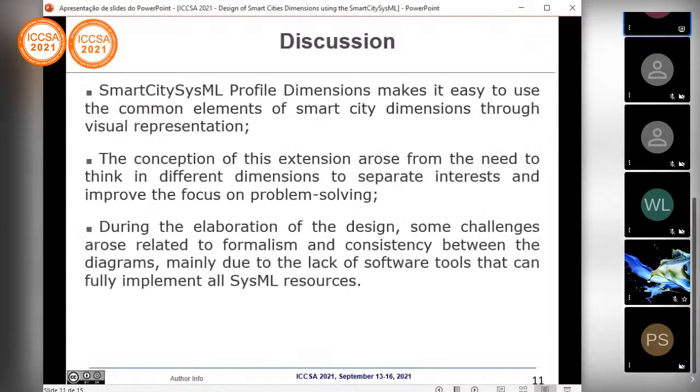Smart Cities ML profile dimensions make it easy to use the common elements of smart city dimensions through visual representation. The conception of this extension arose from the need to think in different dimensions to separate interests and improve the focus on problem solving. During the elaboration of the design, some challenges arose related to formalism and consistency between the diagrams, mainly due to the lack of software tools that can fully implement all CSML resources.